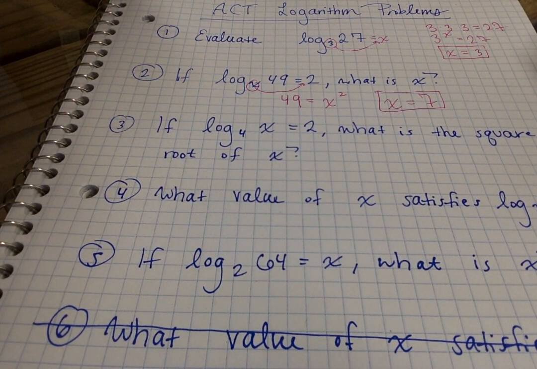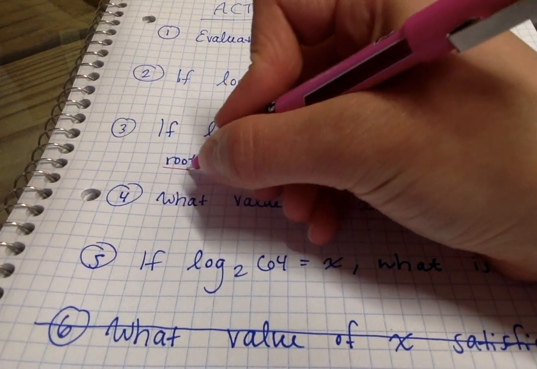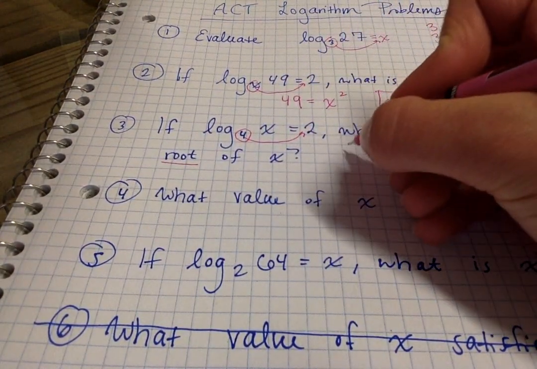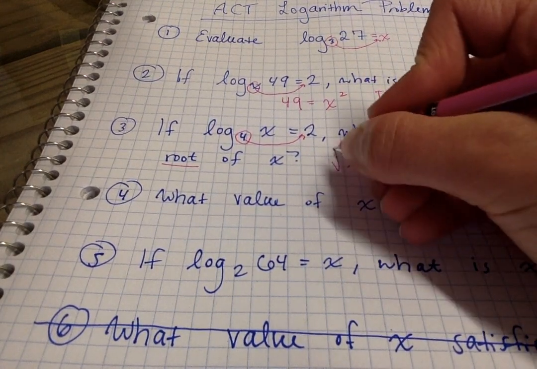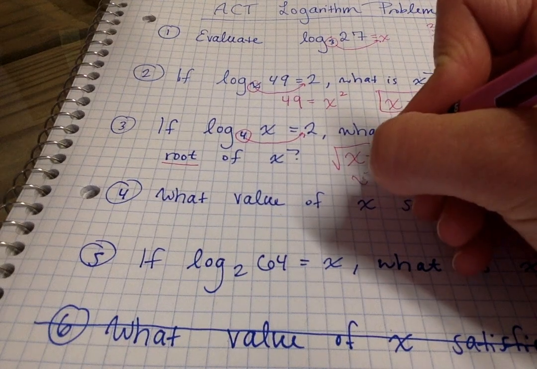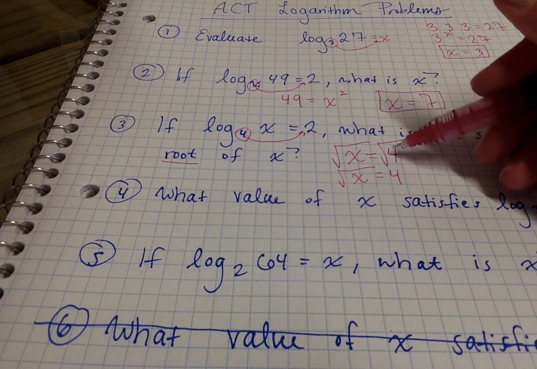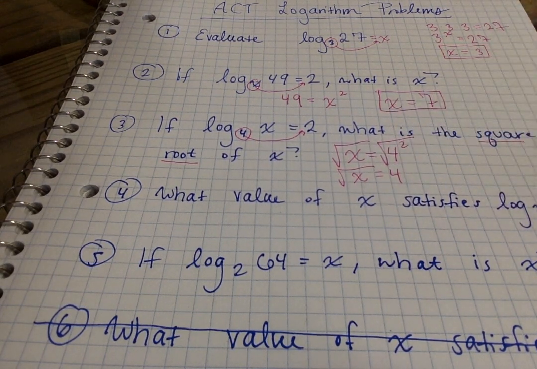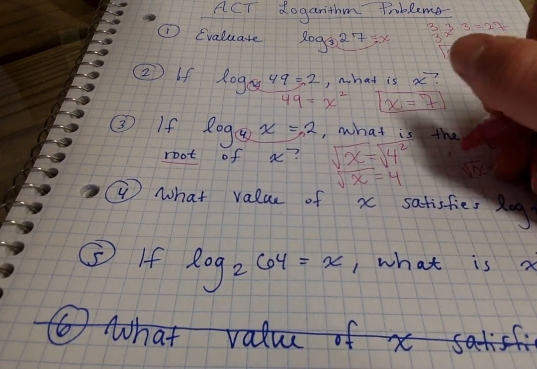The third one says, if log base 4 of x is 2, what is the square root of x? So 4 squared is x. That means the square root of x is 4. Now I just skipped the step of saying 4 squared is 16 and square rooting it to get 4. If you know that a square root undoes a square, you can skip a little step there. So the answer is the square root of x is 4.